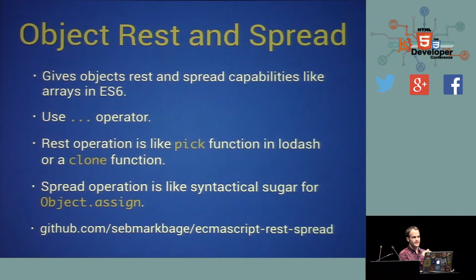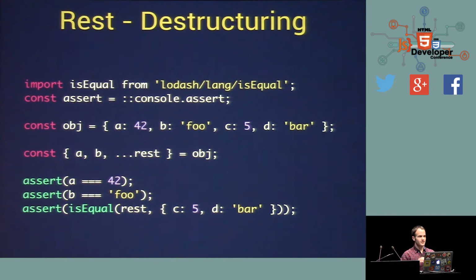Well, now with ES7, we can do something very similar with objects. So the rest operation, where you're wanting to destructure or pull things out of an object, we can use that as kind of like a pick or clone function, something like you would see in Lodash. Now the spread operation is extremely powerful, and I like that use case a lot more because it's kind of like syntactical sugar for Object.assign.